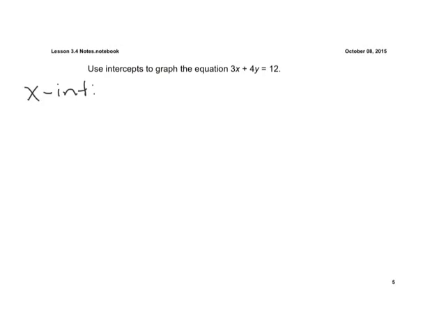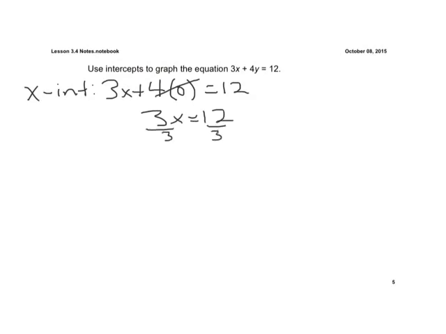To find our x-intercept, we said we're going to let y equal 0. So we're going to rewrite our equation: 3x, x stays as x, plus 4. Now instead of y, we're going to plug in a 0 because we want the y to be 0. Now we just need to solve for x. 4 times 0 is 0, so those go away. 3x equals 12. Solve for x, we're going to divide by 3, so x is equal to 4. That's our x-intercept. That's where it crosses the x-axis.